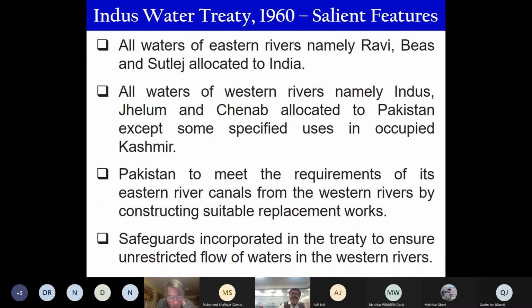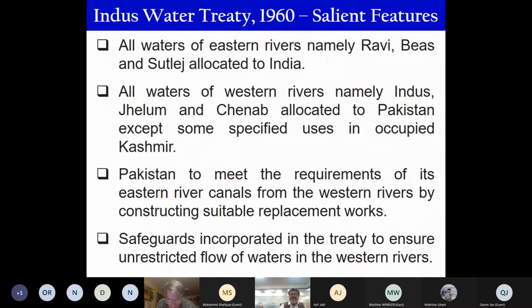Now I will talk a little about the Indus Water Treaty. After independence there was an issue between India and Pakistan, and finally, with the help of international bodies and the World Bank, Pakistan and India made a treaty in 1960 called the Indus Water Treaty, in which all waters of the eastern rivers, namely Ravi, Beas, and Sutlej, are allocated to India, and all waters of the western rivers, namely Indus, Jhelum, and Chenab, are allocated to Pakistan, except some specified uses.